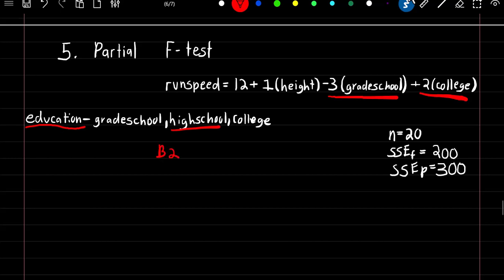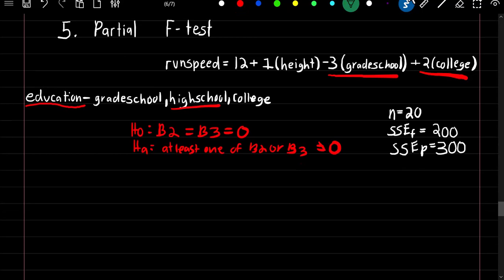So if we set our null hypothesis, it's going to be that beta 2 is equal to beta 3, which is equal to 0, and our alternative hypothesis is going to be that at least one of beta 2 or beta 3 does not equal 0.